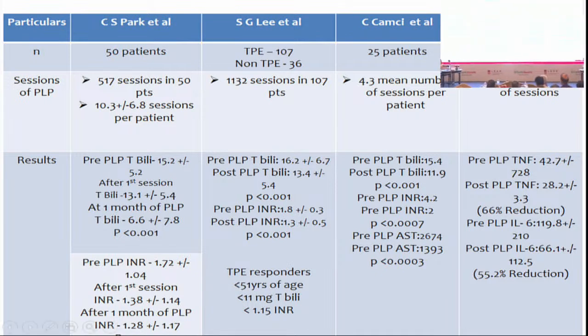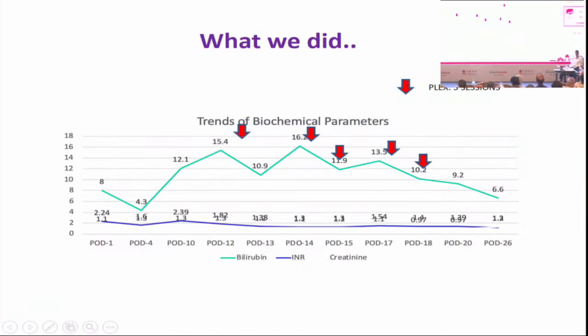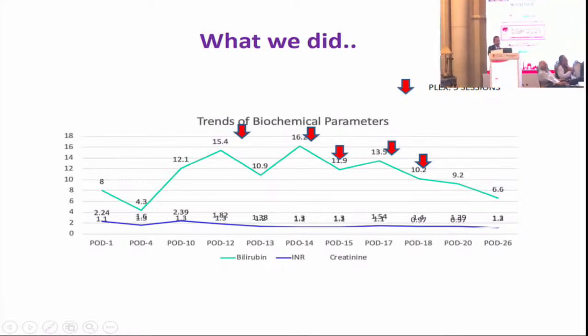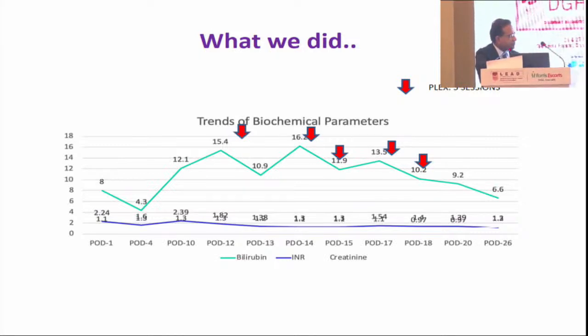There are some papers, especially one from Korea, SG Lee, in which they have shown a significant improvement in patients who underwent it. This is what we did in this patient. We did 5 sessions of plasma exchange, and the bilirubin on day 26 came down to 6.6, and then further the patient actually had normal LFTs, and we were able to salvage this patient. But again, I'm not giving a message that it's something which is recommended. Like you said, it has not been really talked about in the ILTS guidelines. But I think it does save some patients, maybe 25-30% of patients you can save with this.